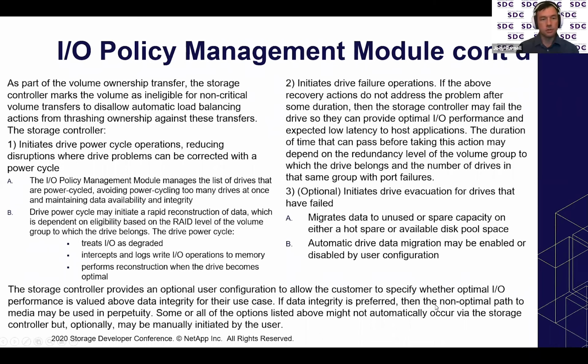And another thing, this entire feature, all the way back up a level, is optional. You can disable this feature. For example, if you want it to just fail the drive right away as soon as a drive port fails, you can set it to do that. But this just depends on the customer and their use case and what they want to occur.